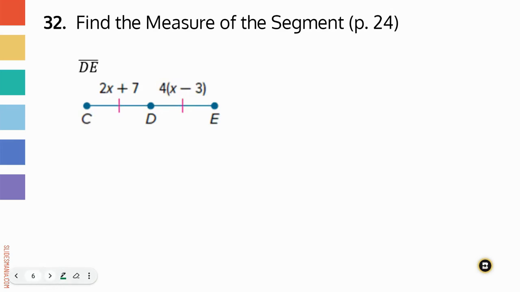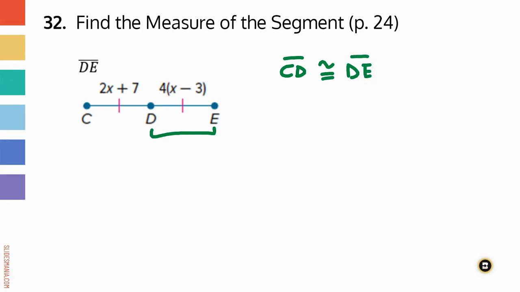Okay, this is number 32. So again, we're on page 24, and we want to find the measure of DE. So we want to find this measure. So we have the congruent tick marks, the little red marks. So we know that segment CD is congruent to segment DE.